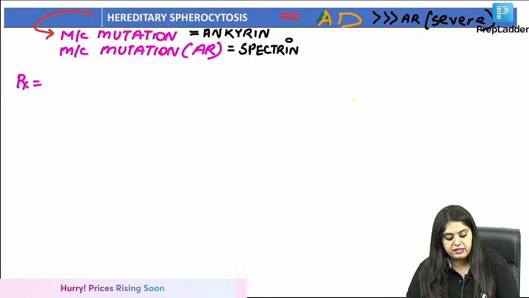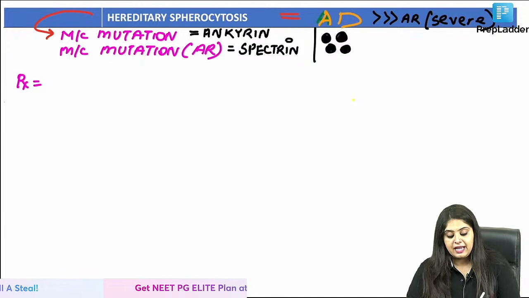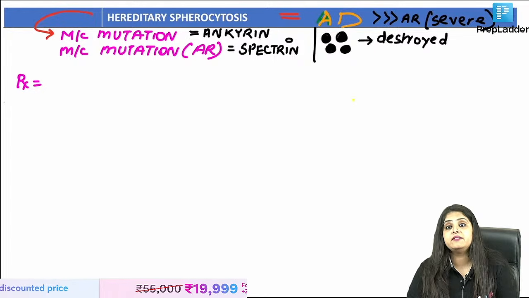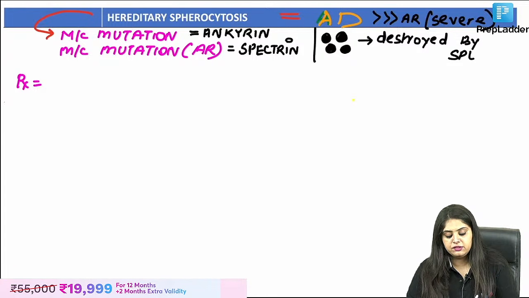And all of you were saying that the RBCs are going to become spherical, exactly how we have written it over here. So yes, they become spherical. And how are they removed? They are going to be destroyed by the spleen. You know, we call the spleen the graveyard. That spleen is the one that is destroying everything.